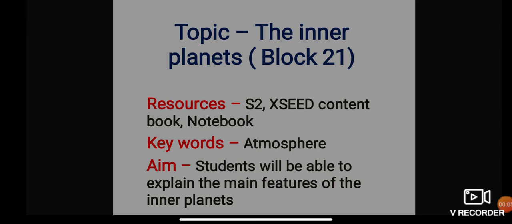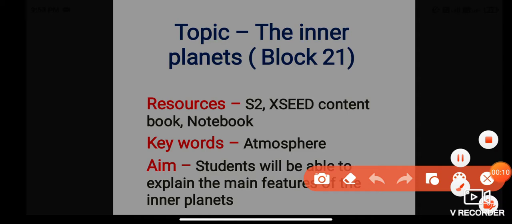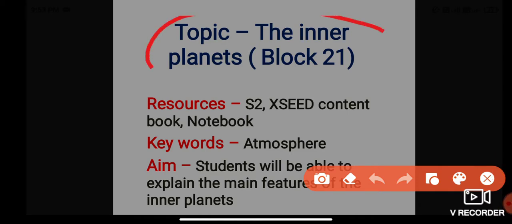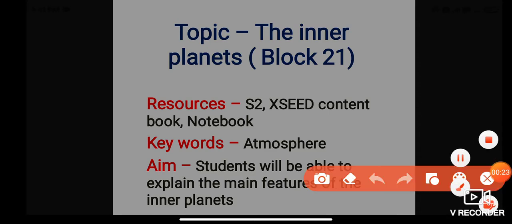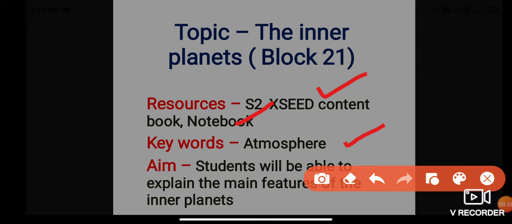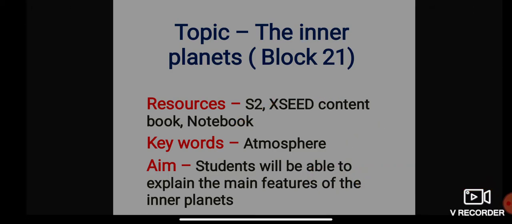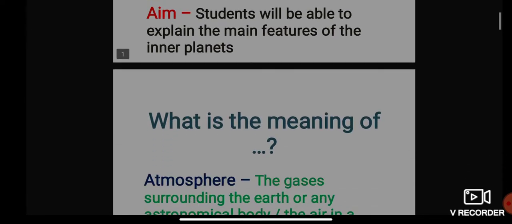So today we will start with a new topic under block 21, that is the inner planets. Resources required for our class are your S2 worksheet 2, exit content book, and your notebook. The keyword for today is atmosphere. The aim of our class today is that students will be able to explain the main features of the inner planets. So let's get started.